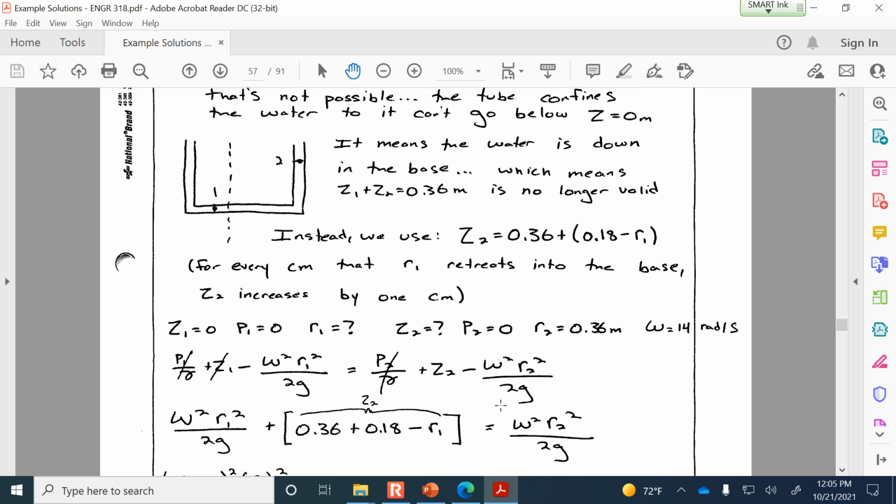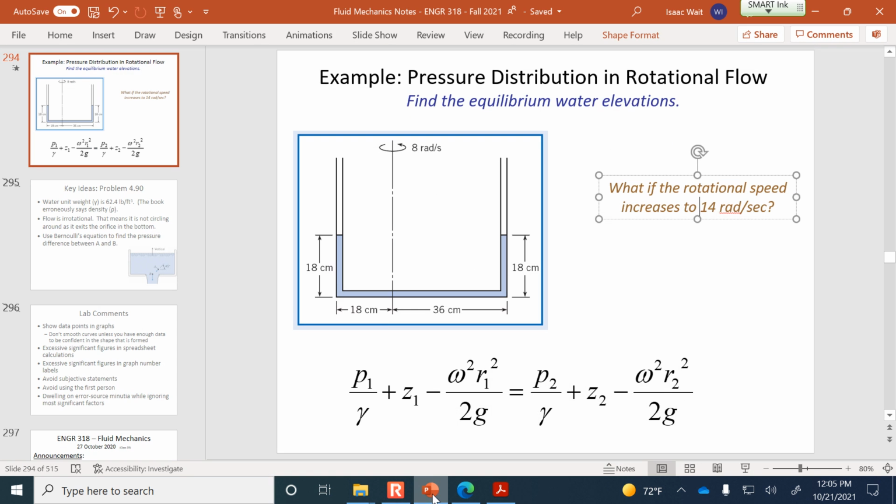So the term that we developed here, Z2, is 0.36 plus 0.18 minus the radius. And the reason why it's 0.18 minus the radius is there was 18 centimeters of liquid there. So whatever the radius is, the amount of liquid that is rising at location 2 is dependent on how much the radius is retreated from the center axis of rotation.